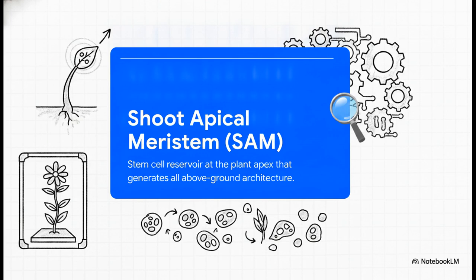But its ultimate destiny, the real climax of its journey, is to transform into an inflorescence or floral meristem. For the plant to reproduce, this SAM has to undergo a radical, highly coordinated reprogramming.